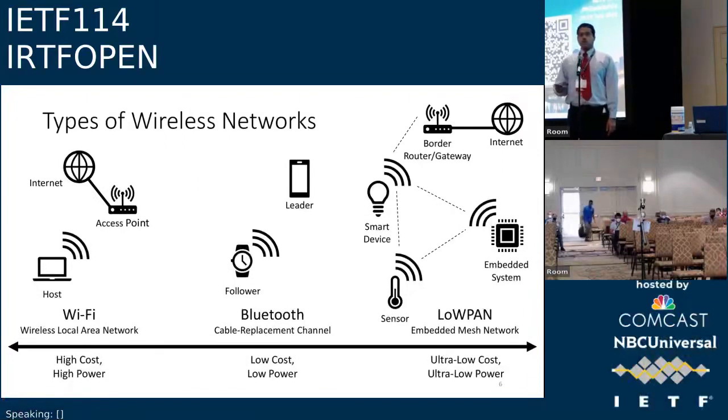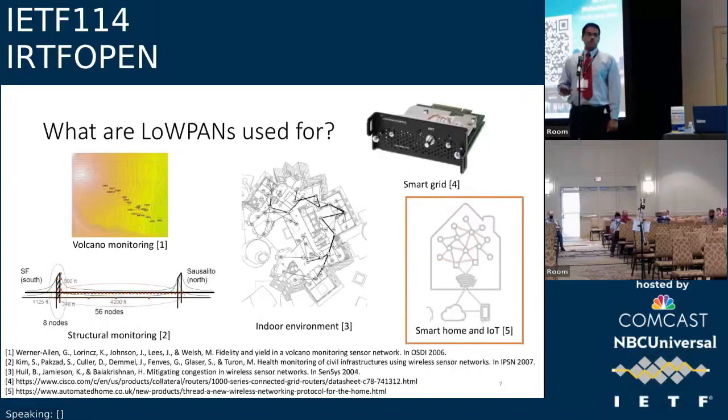And then on the right, we have low-pans, which aim to provide internet connectivity at the same level as Wi-Fi would, but to embedded devices and while operating within the constraints of low power. For example, having to transmit data over multiple wireless hops to set up an embedded mesh network. So low-pans have been used in a variety of applications. For example, scientific applications like environmental monitoring, structural monitoring of a bridge, and it's also been deployed in the indoor environment in a smart grid context.